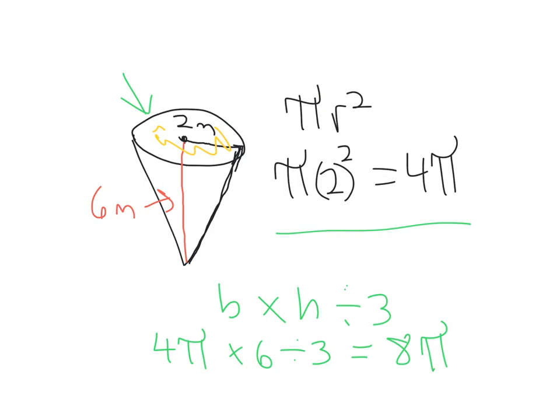So really, the key takeaway here is that you're going to treat pyramids and cones the same way. You're going to figure them out as if they're prisms or cylinders, and then you're going to just divide by 3. That's the key takeaway here.